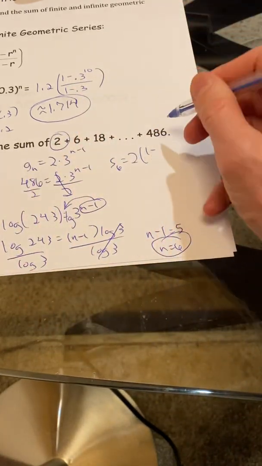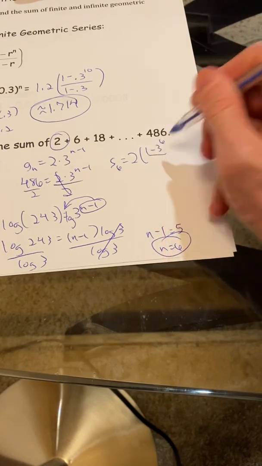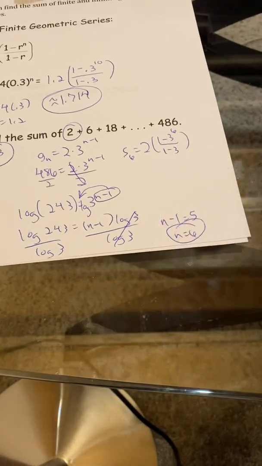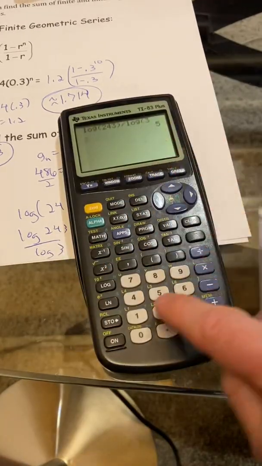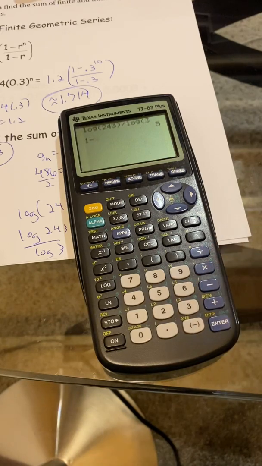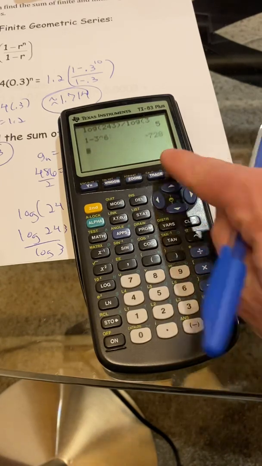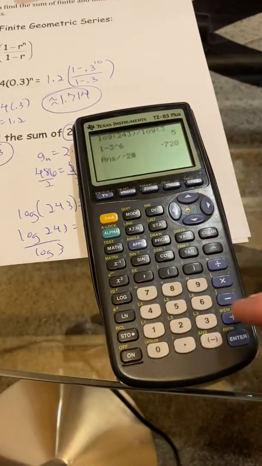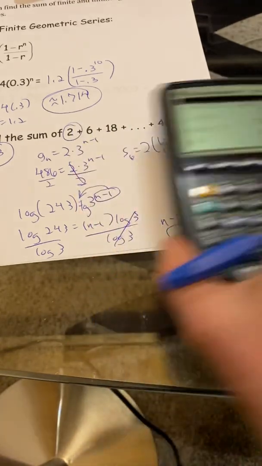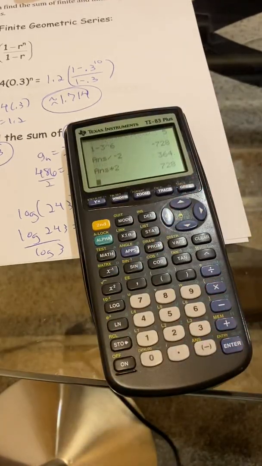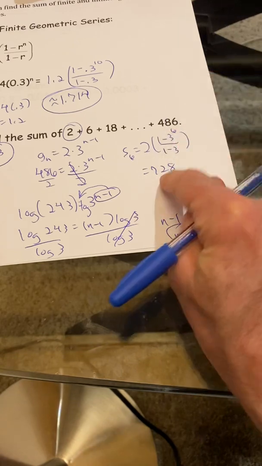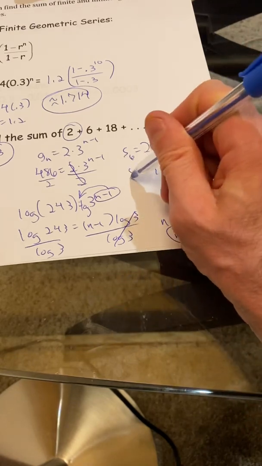1 minus the rate is 3 to the 6th over 1 minus 3. And now we can multiply this out again. With especially the older TI models like my 83, I do actually prefer go ahead and do that and then divided by, well, here just 1 minus 3 is negative 2, and then multiply by 2, 728 would be the sum of the first 6 terms.